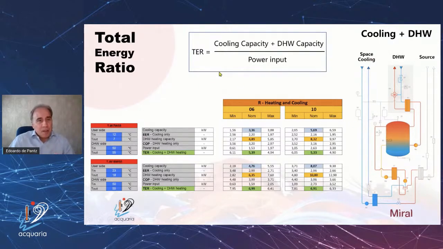This is not a COP. This formula doesn't exist in any standard, in any certification. It's just a way to explain an operative efficiency of the system. In this case, the overall efficiency is very high, but also we are not reversing into the loop any energy. So it's a double effect of benefit, if you want, in this special operating mode.